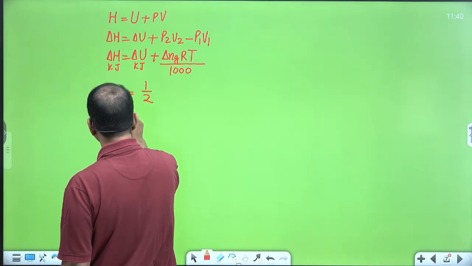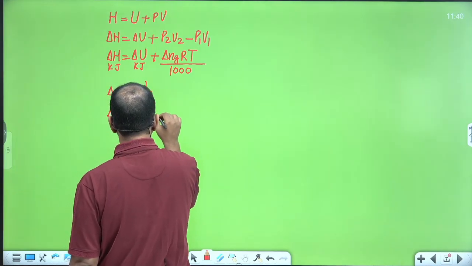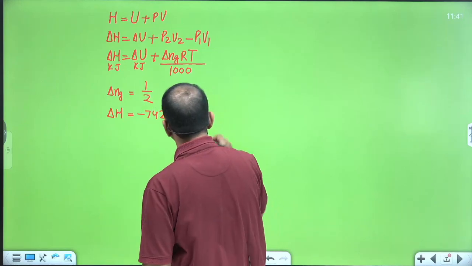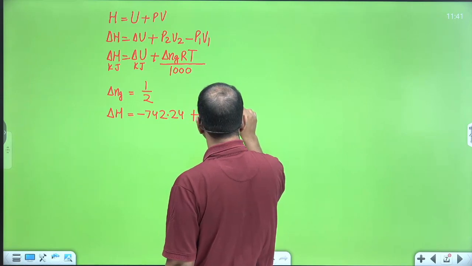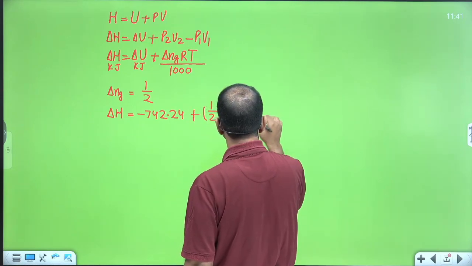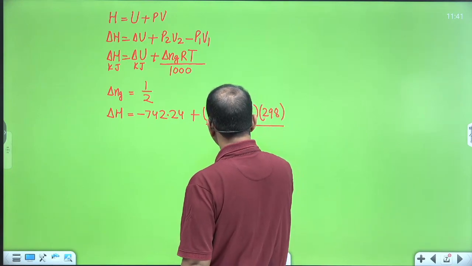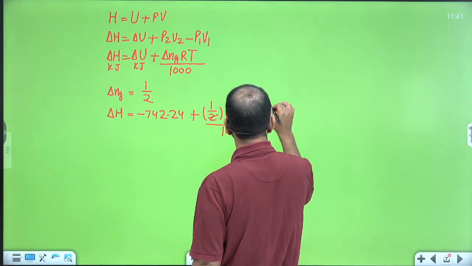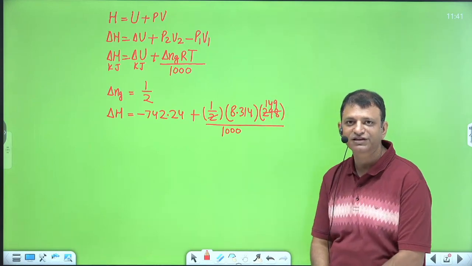Delta H is equal to delta U, minus 742.24 plus delta Ng. Delta Ng is half. The value of R we have to use is 8.314 and the temperature is 298 Kelvin. If I divide this value by 1000 and simplify it, this will cancel out. This is 149. So we should multiply 149 by 8.314.